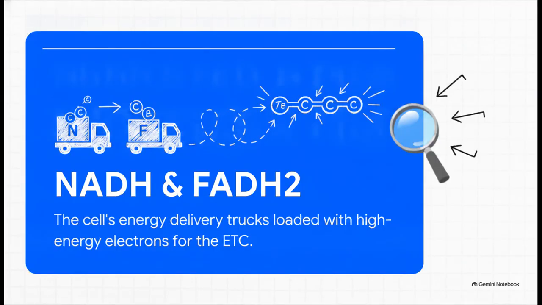The absolute most crucial point to understand is this. The TCA cycle's main job is not making massive amounts of ATP directly. Its main job is loading electron carriers. I love thinking of NADH and FADH₂ as the cell's energy delivery trucks. As the carbons are oxidized and systematically removed, the cycle harvests those high-energy electrons and packs them into these trucks, and those trucks are bound directly for the electron transport chain.